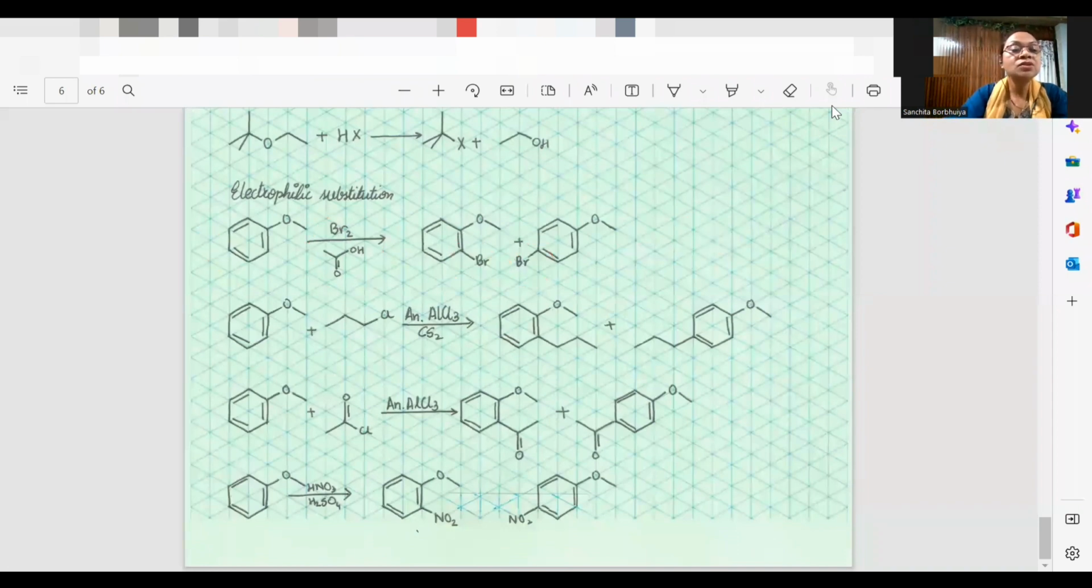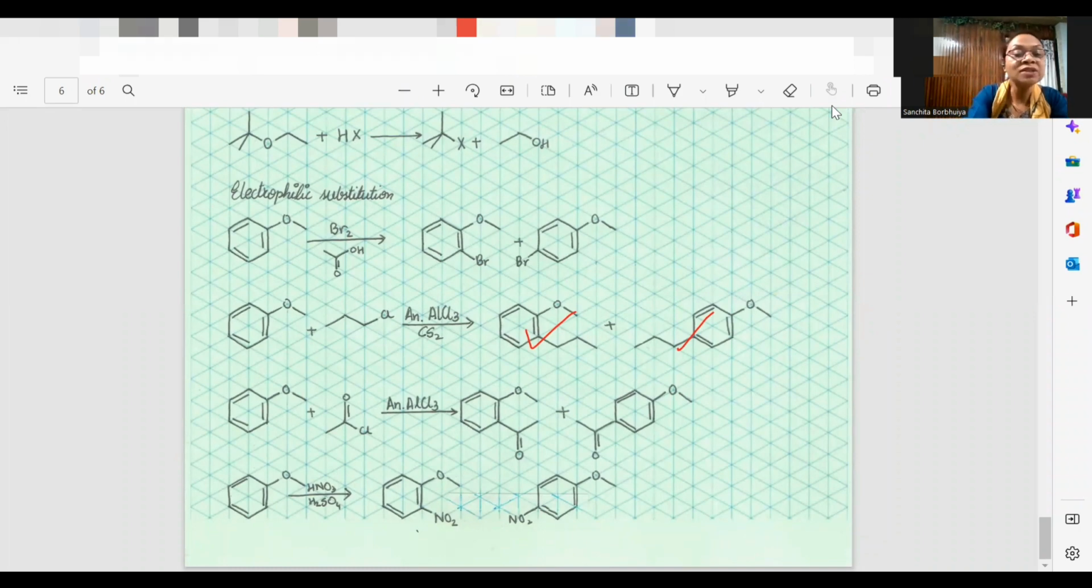So remember, whenever you're doing the reactions of ethers, you will get mostly a mixture. So if you do next the Friedel-Crafts alkylation reaction, the alkyl group, the propyl group, would come in at once again the ortho and the para position. Okay, you get the alkylated product of anisole at the ortho and the para position.